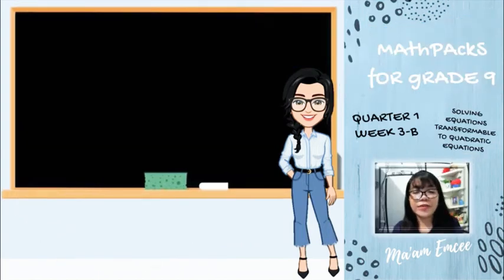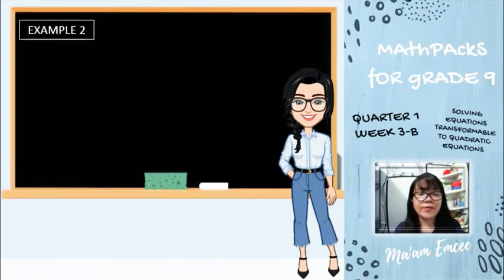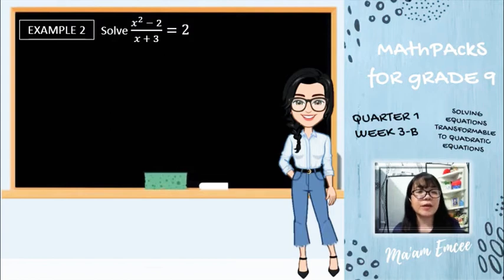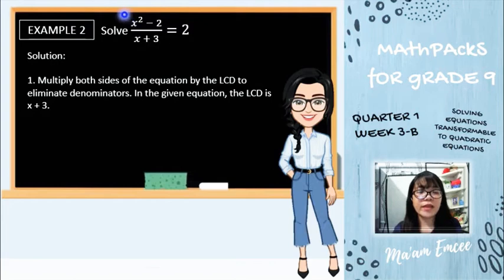Now let us proceed with the second example. Example number 2. Solve x squared minus 2 over x plus 3 is equal to 2. So notice again that this is a rational equation, so there is a need for us to transform this one into a quadratic equation. So the first step again is to multiply both sides of the equation by the LCD to eliminate the denominators. So in the given equation, the LCD is x plus 3 because obviously x plus 3 is the only denominator in this equation. So automatic, x plus 3 is your LCD.